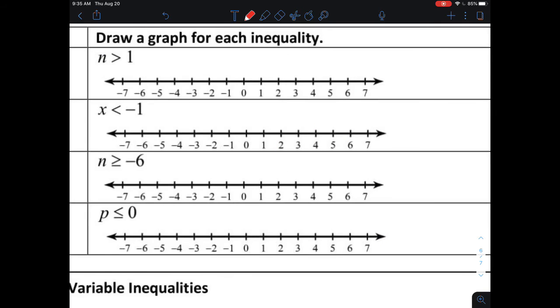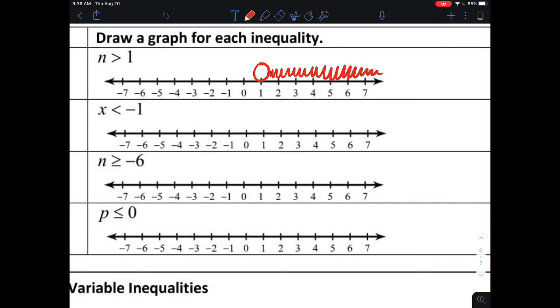Now let's look at graphing our inequalities. Looking at this first example on the top, we have n is greater than 1. Notice that the inequality sign does not have a line under it, which means I start at 1 and do an open circle at 1 because I can't include it. n can only be numbers bigger than 1. In terms of shading, I have to shade in the direction of numbers bigger than 1, which would be to the right.